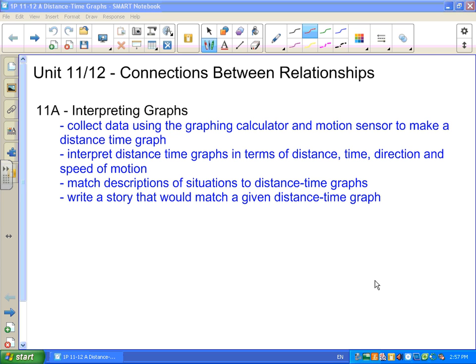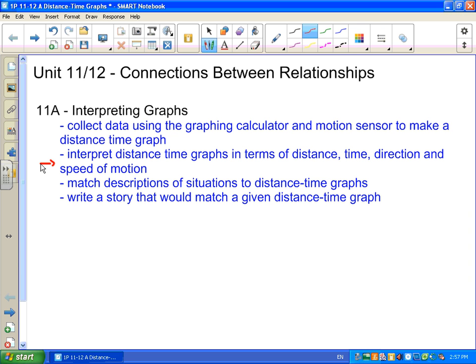So this is the first lesson in Unit 11-12, and Unit 11-12 is all about finding connections between relationships. And in 11a, the first thing that you're asked to do is work with distance time graphs. So what I want to do in this lesson is go through what a distance time graph looks like, how you can interpret distance time graphs in terms of distance, time, direction, and speed.